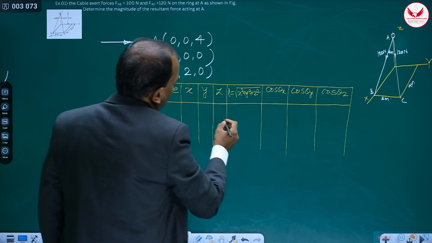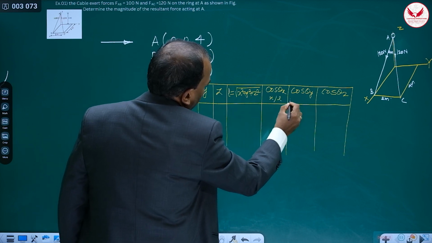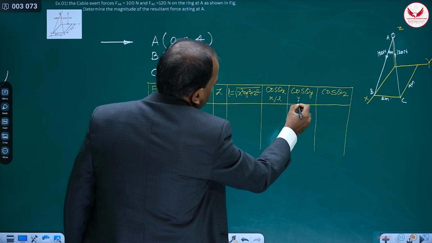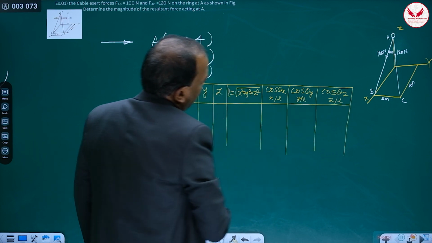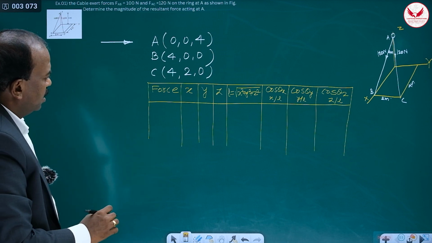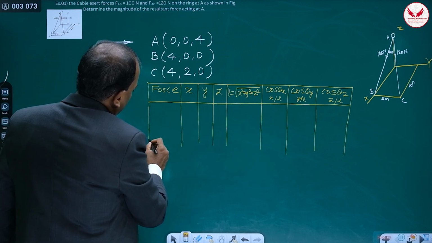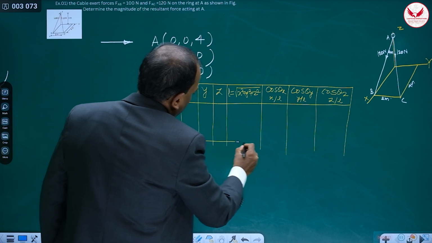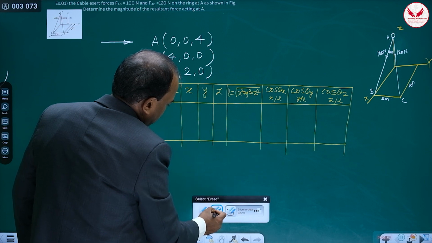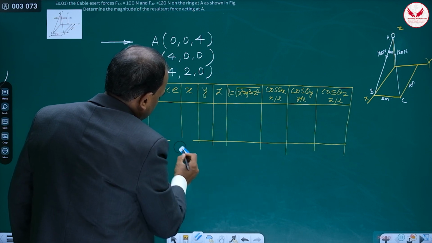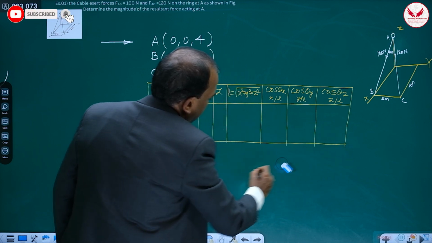Again, what is this cos theta x? Cos theta x is actually x by L. Cos theta y is y by L, and it is z by L. Neatly, you will understand this. So I'll complete this table. This is the table.